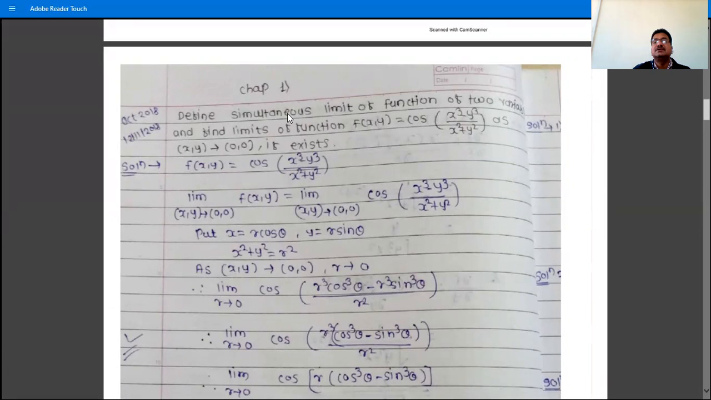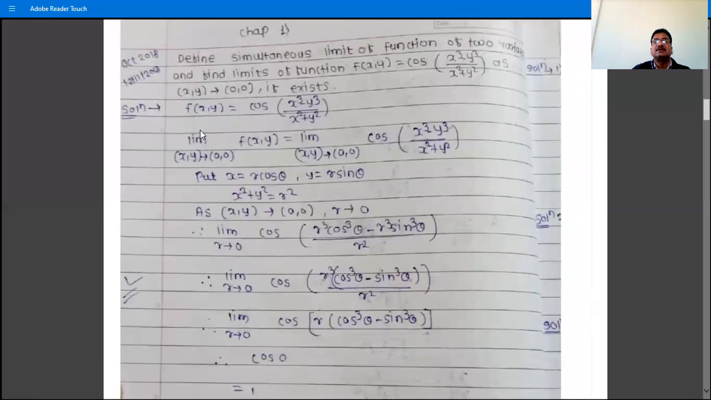Define the simultaneous limit of a function. That is the definition given at the start of the chapter. And find the limit of the function f(x,y) = cos((x cube minus y cube) divided by (x square plus y square)). If there is an x square plus y square term, then use polar coordinates, as (x,y) tends to (0,0). We have to find the limit as (x,y) tends to (0,0) of f(x,y).